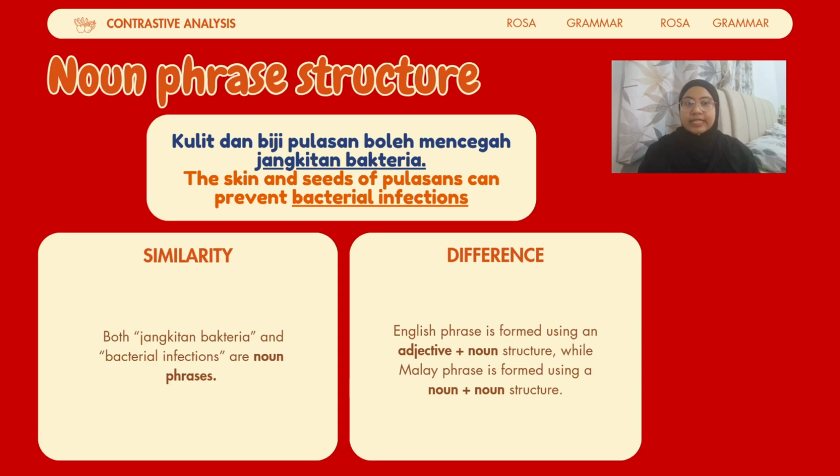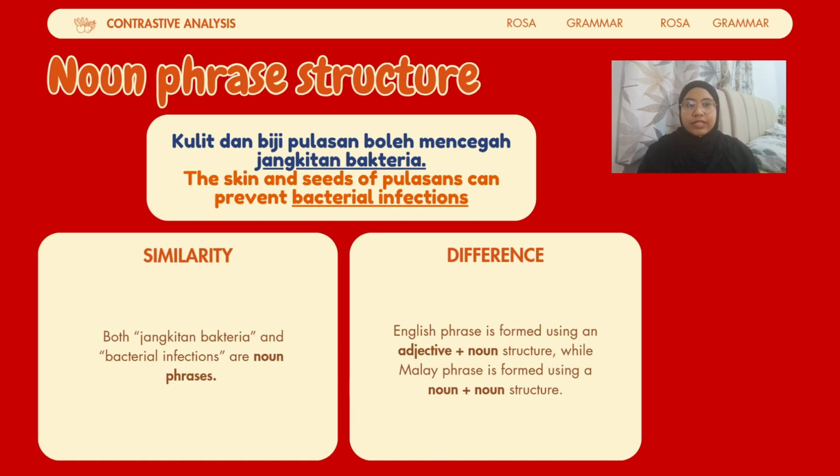The example in Malay is jangkitan bacteria, while the English translation is bacterial infections. The similarity between both phrases is that they are noun phrases used to refer to a specific meaning, which is infections caused by bacteria. In both languages, the words combine to function as one unit of meaning rather than being interpreted separately. This shows that both Malay and English rely on noun phrase structures to give more detailed information about a noun. However, the difference lies in how the noun phrases are structured grammatically in each language.